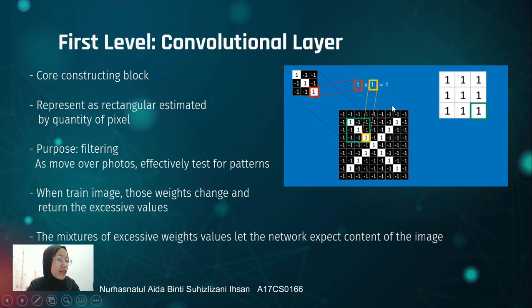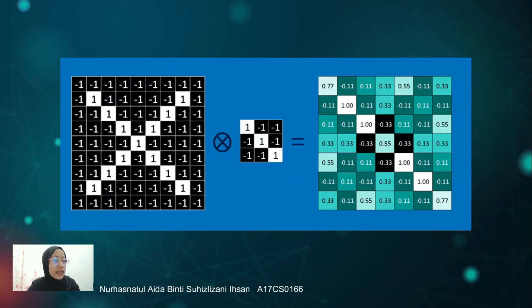So here we can see the calculation, 1 times 1, the pixel times the pixel, which is the convolutional method. Then when the image is trained, those peaks change and return the excessive value 1. The excessive peak values let the network expect the content of the image. Here is another example where each pixel is multiplied by the value of the corresponding pixel in the image. So here is the output from the calculation. This is the convolutional method calculation.